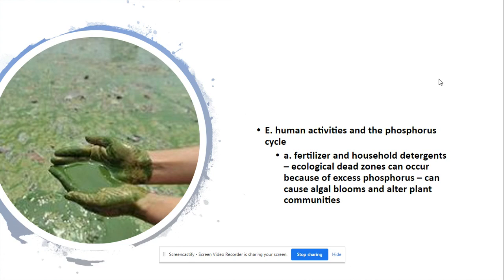So some human activities that might influence our phosphorus cycle will be things like fertilizer. Remember, we said phosphorus is a limiting nutrient to a lot of producers, and so farmers tend to add phosphorus in their fertilizers to help plants grow. We can also find high amounts of phosphates when we use household detergents. When we use those and they wash away into waterways, together these can create ecological dead zones. So this is where we see an excess of phosphorus causing what's called eutrophication, leading to algal blooms or fish kills.